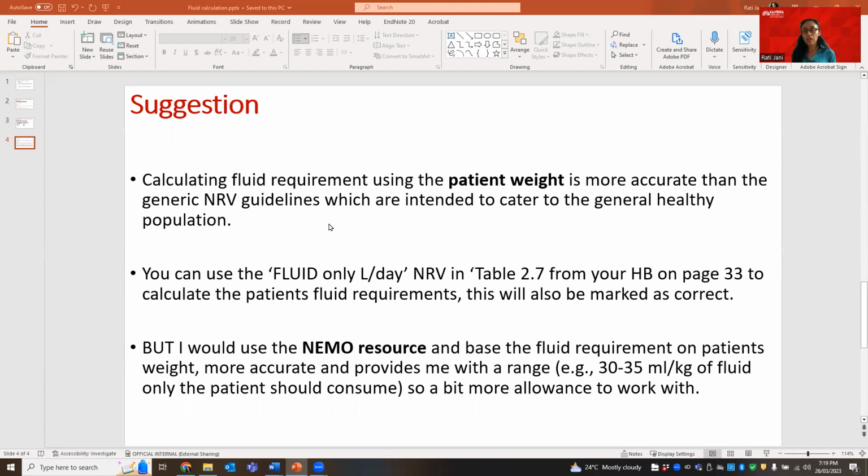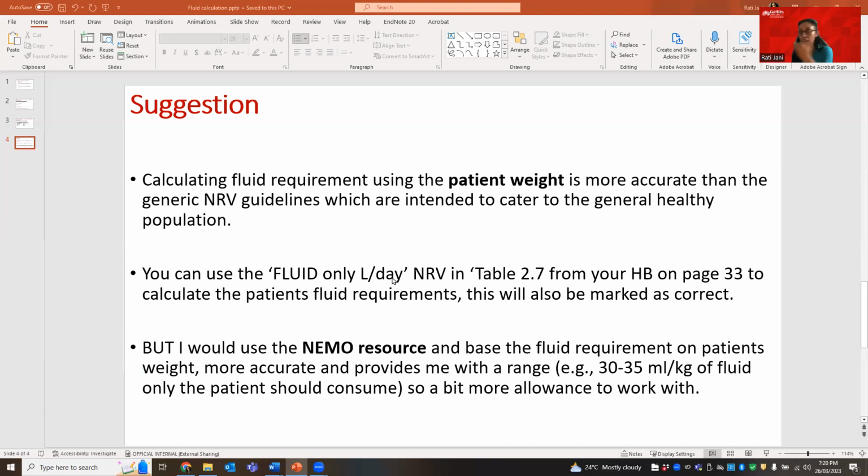Okay, so there are two ways of calculating fluid only requirement. One is using the NEMO resource, considering the patient's weight status, which is more accurate in comparison to the second method, which is the generic NRV guidelines and the requirements. For instance, in your handbook, on page 33, I think, but please check again, you have a table, table 2.7, I believe, which gives you two columns: food plus fluid liters per day, and then fluid only liters per day.